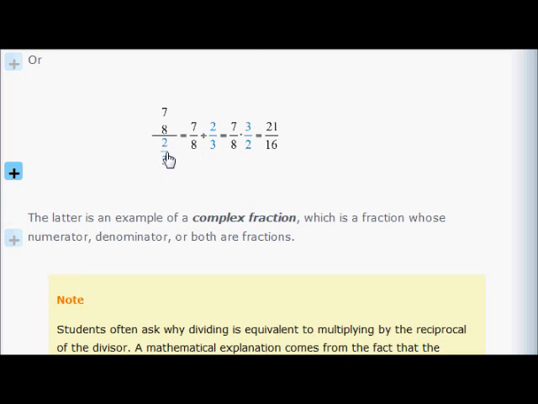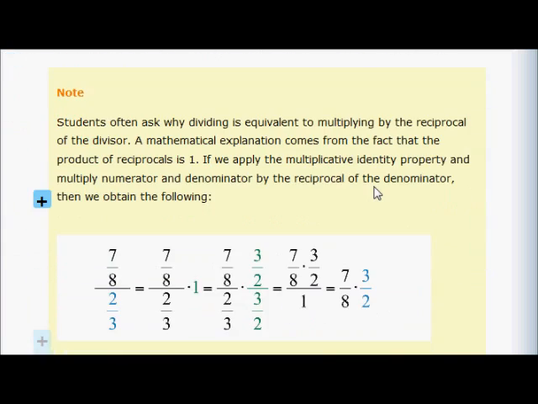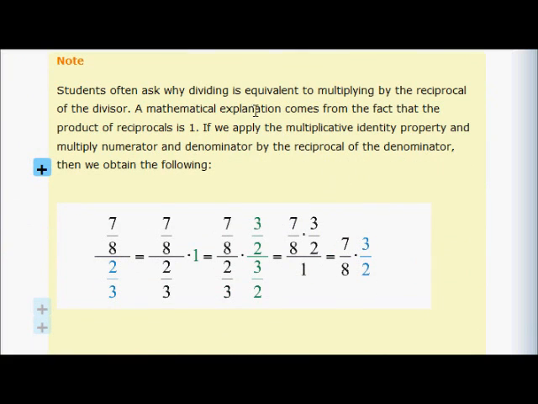Now, why is dividing equivalent to multiplying by the reciprocal of the divisor? Well, if you want to know the answer, remember that the product of reciprocals is 1. So we're going to apply the multiplicative identity property and multiply the numerator and the denominator by the reciprocal of the denominator to get the following. 7/8 over 2/3. We're going to multiply that by 1, which shouldn't change anything, right? If you multiply something by 1, it doesn't change anything. So you can say that this is the same as that same thing times 1. But how can we write 1? Well, we can write 1 as 3/2 over 3/2.